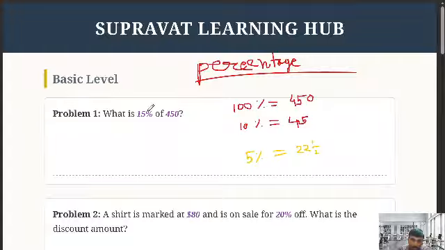Here I have to find 15%. 15% means 10% plus 5%. So 15% is equal to 45 and 22 and half, that is 67 and half. This is correct.